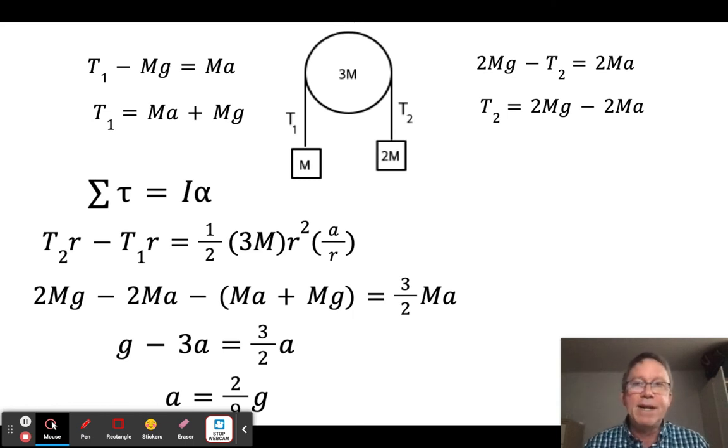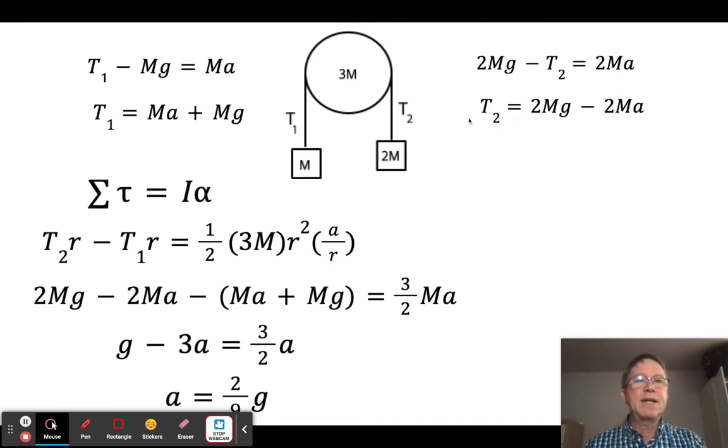So what's T1? T1 is winning. This thing is moving up. So T1 minus mg is equal to ma, and I can rewrite that as T1 is equal to this. Then over here, gravity is winning. So 2mg minus the upward T2 is equal to 2ma. And so T2 can be written this way.